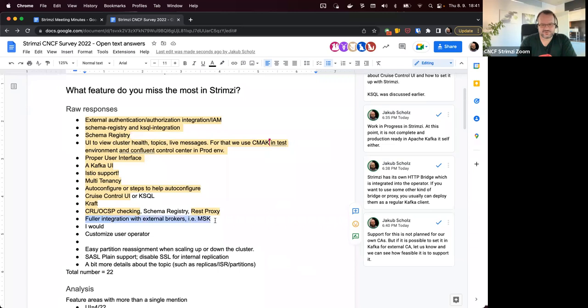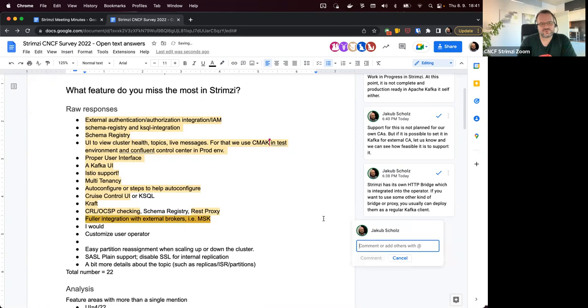Fuller integration with external brokers such as MSK. I will be quite curious, what does that mean in more detail? I can imagine two different parts. One is about having native support such as IAM authentication for Amazon MSK in things such as Connect or MirrorMaker, which I think makes sense, and I have it on my to-do list. But one of the issues there is that we don't have any resources to test these things. So unless someone wants to help us with that and provide us some infrastructure, it will always be in the style that there is some generic authentication support and you have to add the right jars and test it yourself.